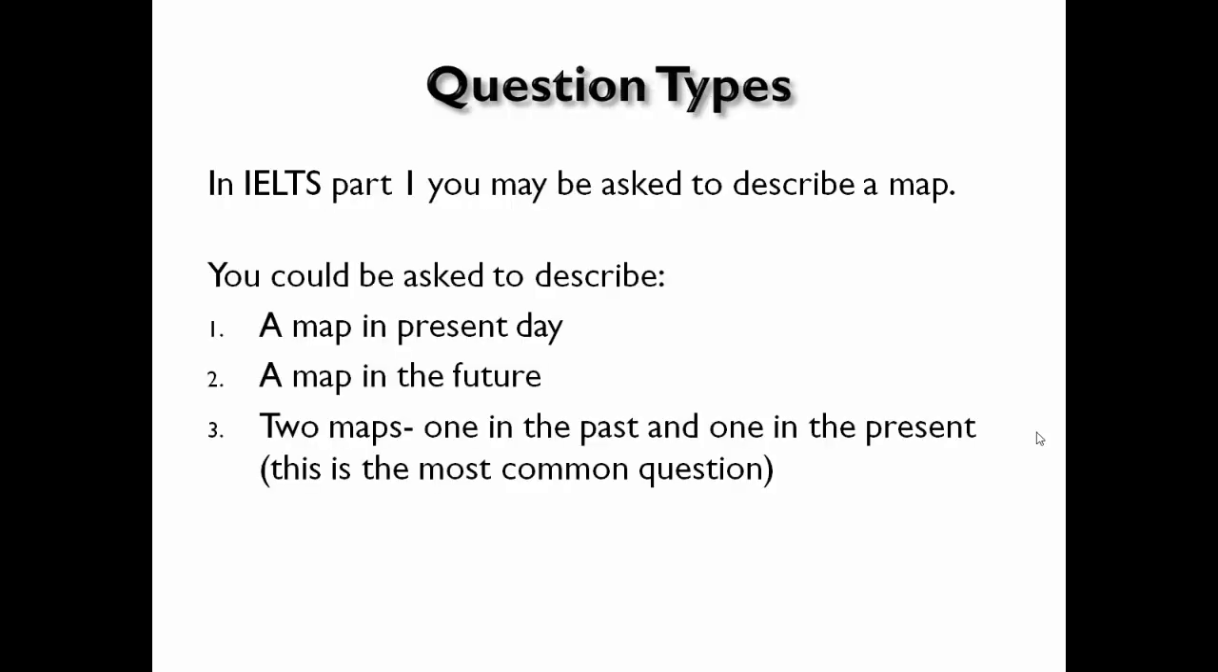So there are three main question types that you might be asked if you get a map. You might be just shown a map in the present day, so just one map in 2016. You might be shown a map in the future, so you might be shown what, for example, New York or London will look like, what they think it will look like in 2020 or 2030. Or you might be shown two maps, one in the past and one in the present.